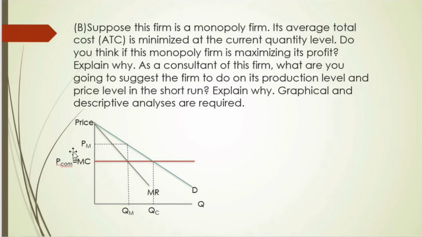But when it comes to a monopolistic market, they shouldn't produce as much as they did in the competitive market, like quantity C, because the market has already been occupied by the firm. Therefore, I will recommend that the firm reduce the quantity produced to quantity M.